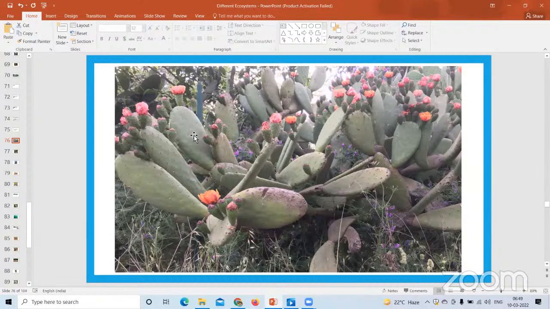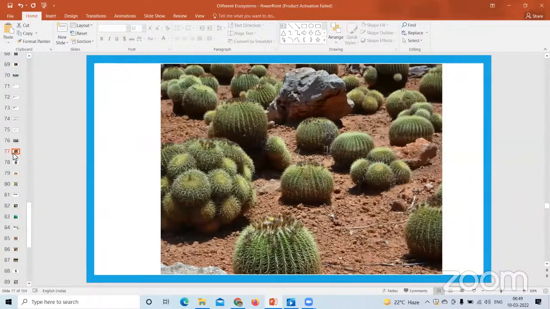Actually, desert plants do not have leaves, to prevent the transpiration process, to prevent the loss of water. But their stem is green in color. This stem undergoes photosynthesis and prepares food. Okay. And what is the name of these plants? Round cactus.